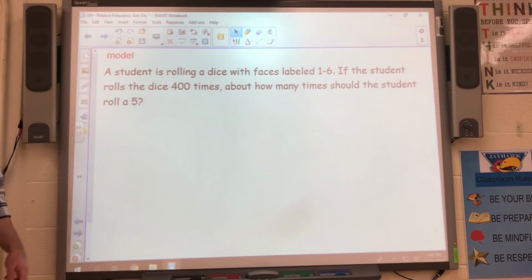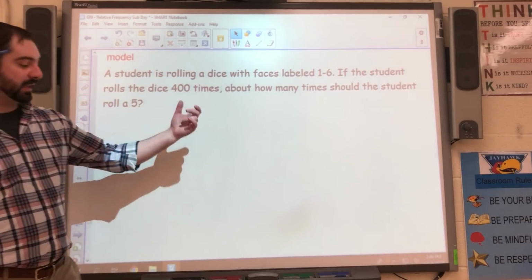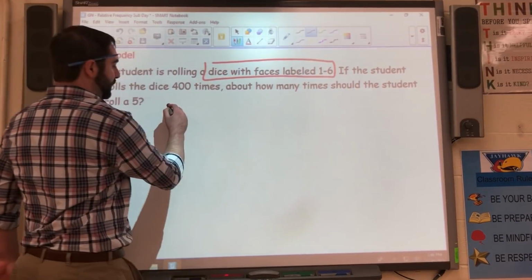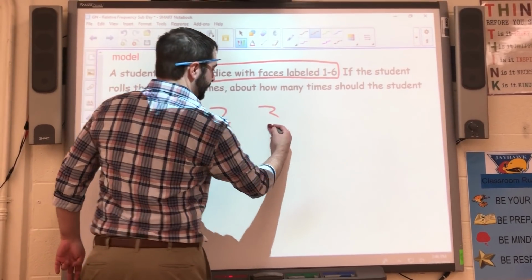A student is rolling a dice with the faces labeled 1 through 6. So again, I already know what my probability is out of. They're giving me the numbers 1, 2, 3.